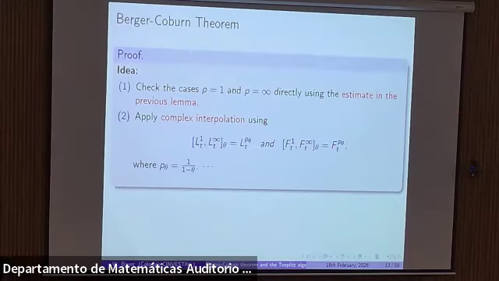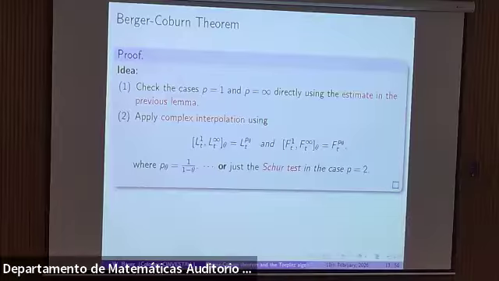So that's the proof. If you are only interested in the original case where p equal 2, you can also forget about the complex interpolation and you use the inequality and the Schur test. So in a way, everything is the Schur test.